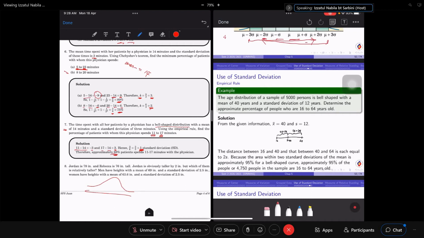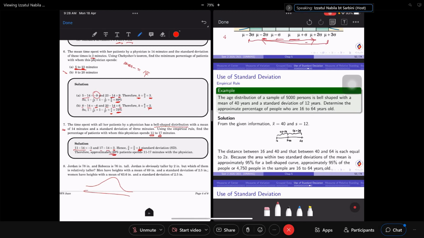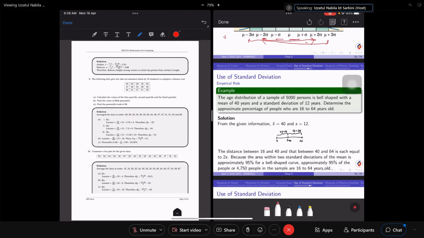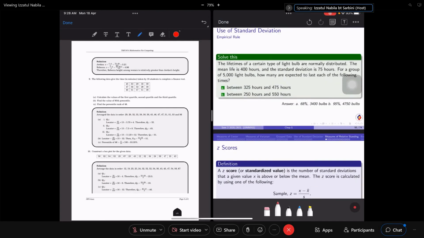Men have height with mean 69 inches and standard deviation of 2.5 inches. While for women, the mean is 63 inches and the standard deviation is 2.5 inches. So we want to calculate which one is relatively taller. That is where we use the z-score.